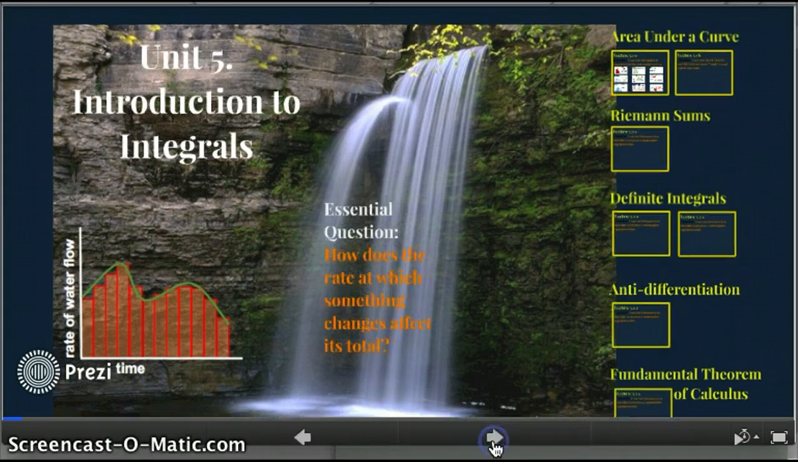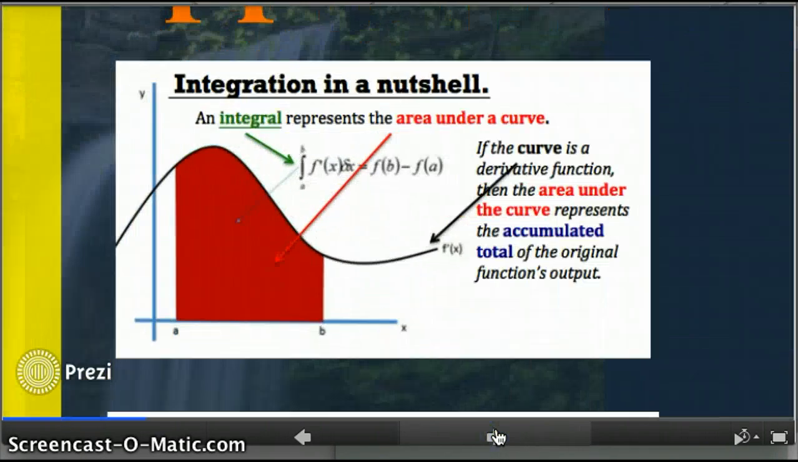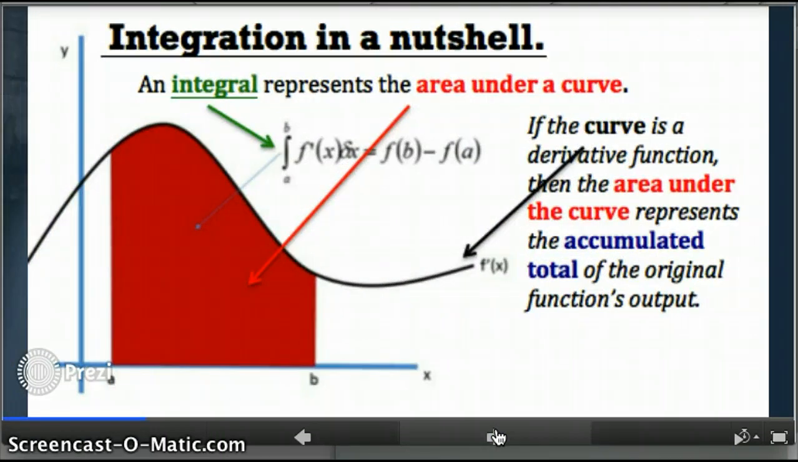Let's start with area. By the end of this video, you should be able to use rectangles to approximate the area underneath a curve. That's what your homework quiz will be on Monday morning. Before we get into the details, let me just give you the main idea behind integrals.